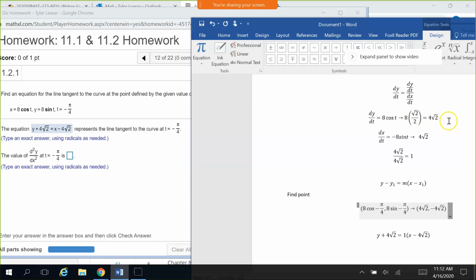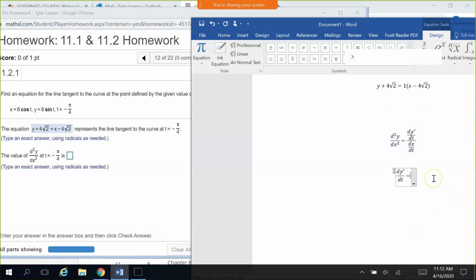Oh, we didn't even write it out, right? We just went ahead and plugged in the points. We're going to have to take this ratio. The 8 cosine t divided by the negative 8 sine t. So the negatives, the 8s will cancel out. We're just going to end up with negative cosine of t divided by sine t. Or we could write this as negative cotangent t. Same thing.